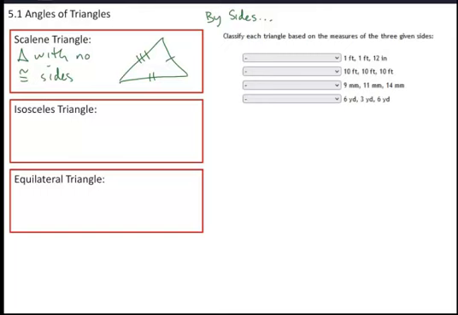And if you have a triangle with at least two congruent sides, then that's considered an isosceles triangle. Now notice the way that this is described here. It can be a triangle with at least two.